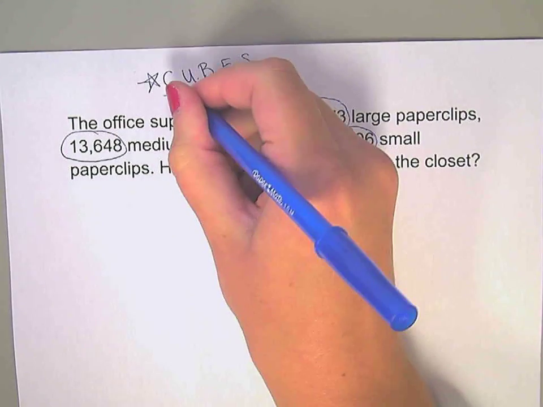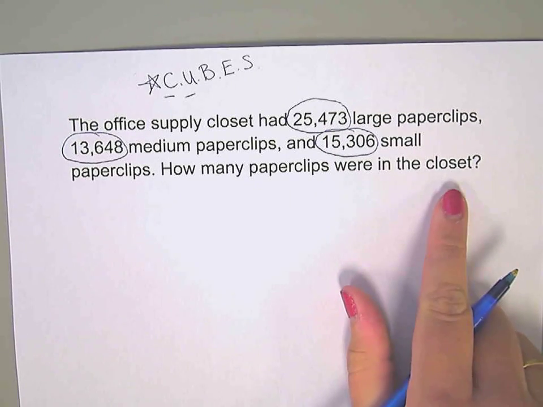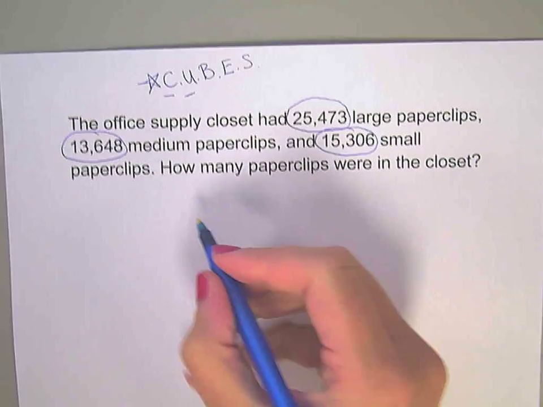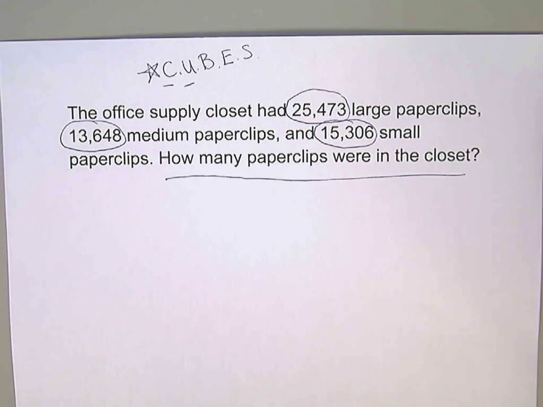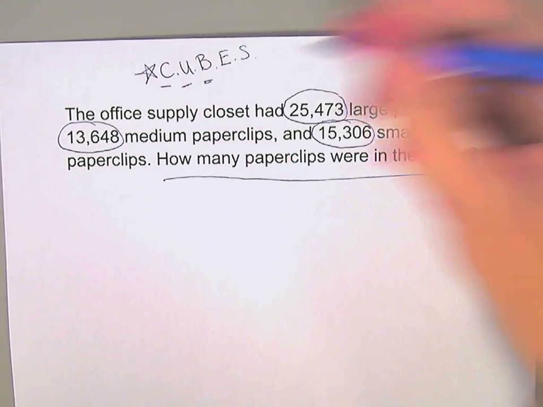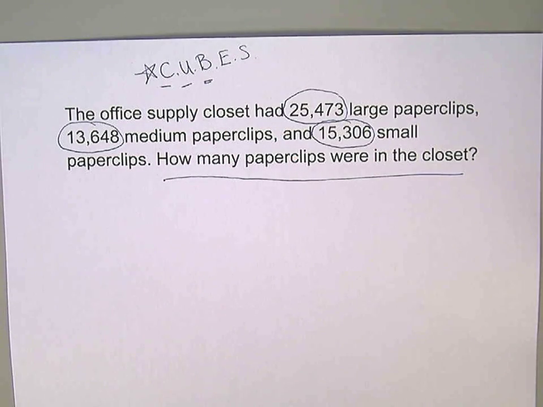Now I'm going to underline my question. I'm going to back it up from my question mark. That's the easiest way. How many paper clips were in the closet? Now, here's what I'm going to do next. I'm going to box in any math action words. So math action words are words that tell you what to do in a mathematical way. So things like more or less or altogether, how many, those phrases are phrases we use in math that tell us what to do before we evaluate and solve.